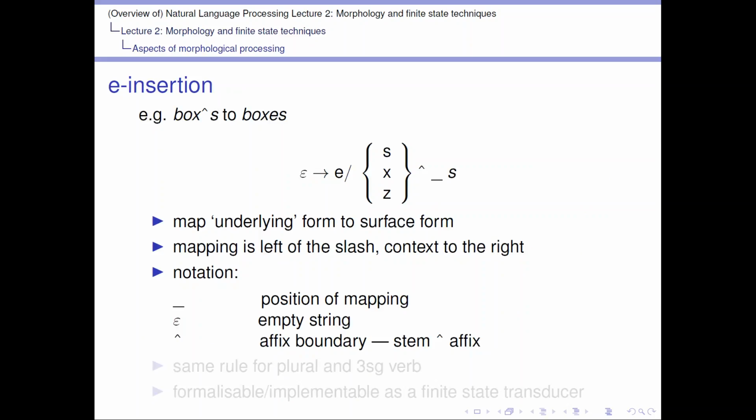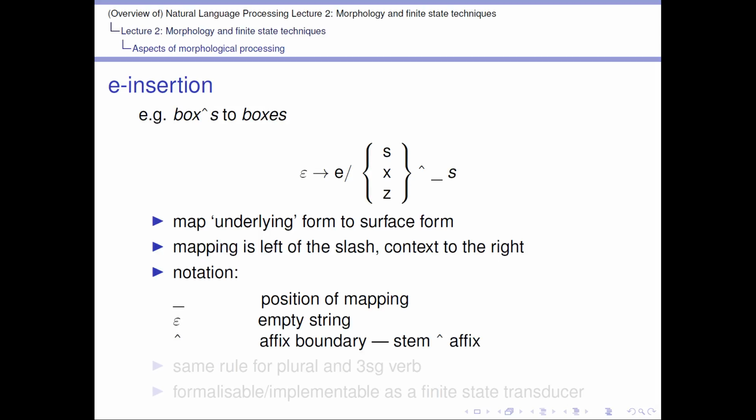Here is a spelling rule. Let's break this down a bit, see what it's got. So I've got here my box, and I'm going to add an S onto it. We use this little hat to be an affix boundary, and we want to be able to convert it into boxes. On the left-hand side of this slash is what you'll remember as being something like a production rule. So we're going to map the empty string, in this case, to E.